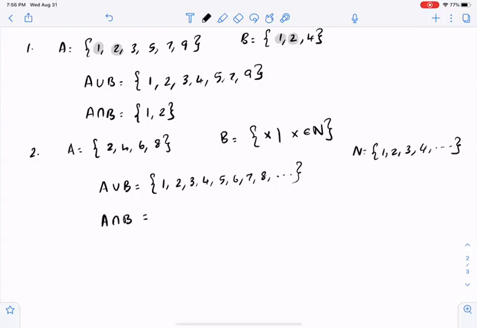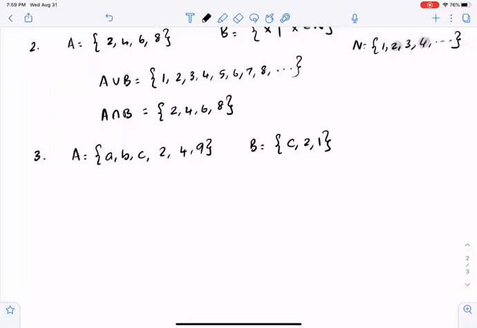What is common between A and B? Well, I have the set of natural numbers, and it's 1, 2, 3, 4, 5, 6, keeps on going. What is common between A and the set of natural numbers? I have 2, I have 4, and of course I've got 6 in A. So 2, 4, 6, and 8.